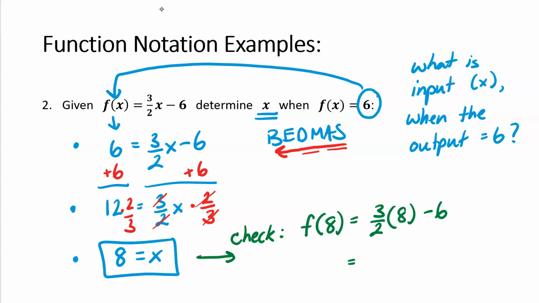Three times 8 is 24. 24 divided by 2 is 12. And you'll minus 6. And 12 minus 6 is 6. So you checked it, it's correct. When the input is 8, the output is 6.